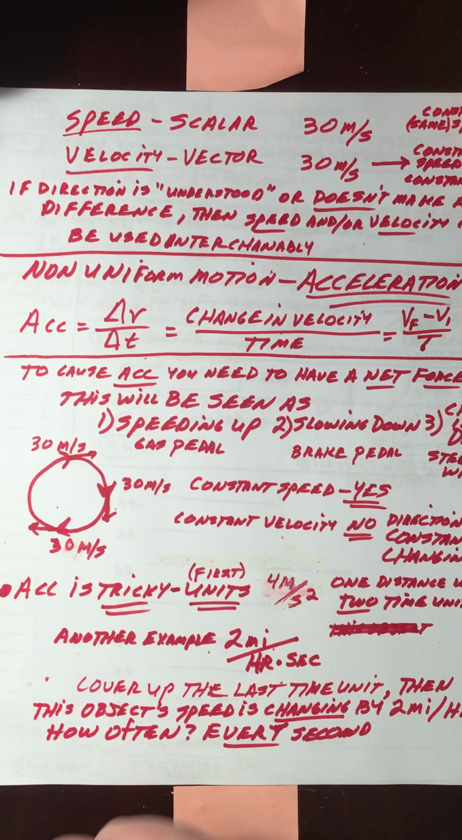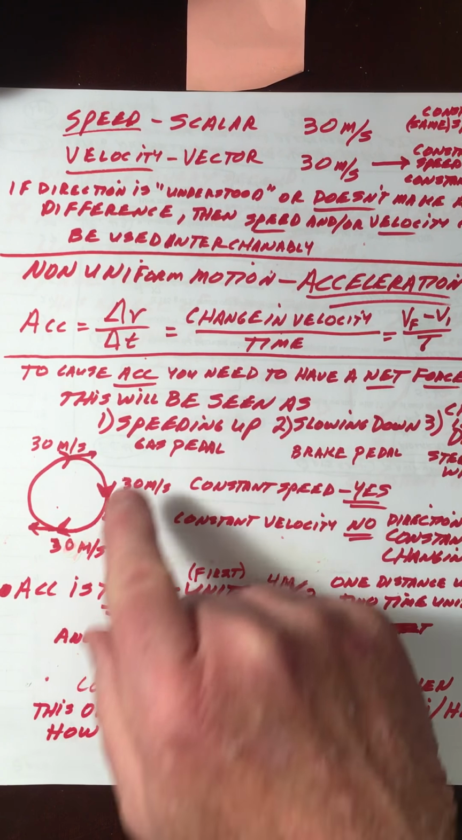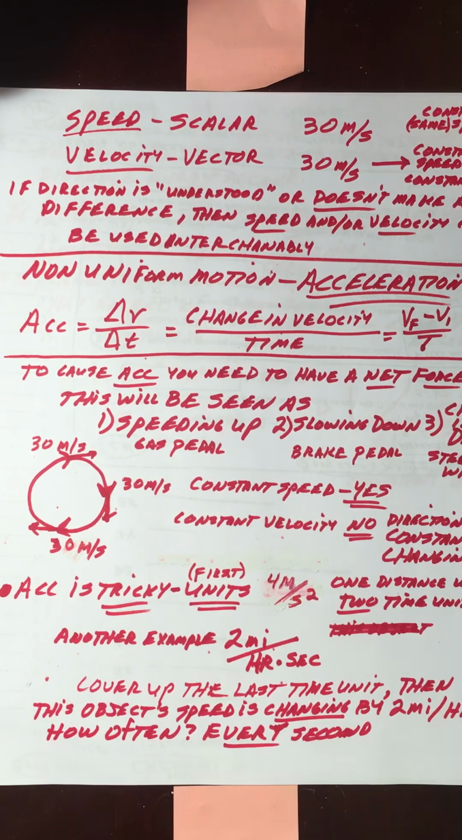Now, does he have constant speed? Yes, the speedometer keeps saying 30, 30, 30, 30. But does he have constant velocity? No, because in this case, the direction part of him is constantly changing. He actually has constant acceleration. Now, this acceleration doesn't show up as an increase in his speed because it's directed toward the inside. That's for another lesson. Acceleration is very tricky.